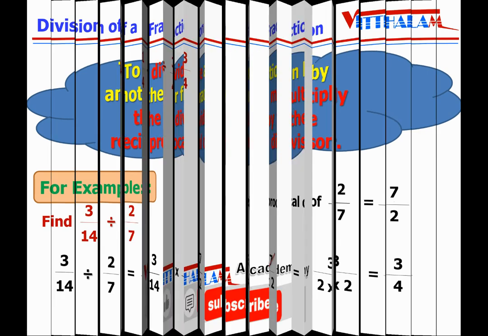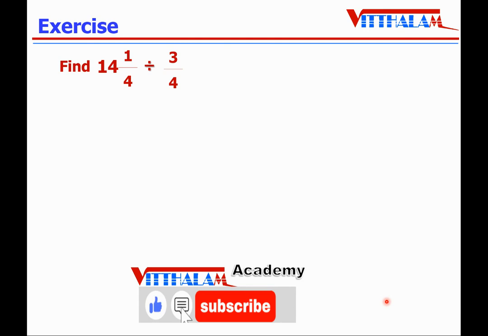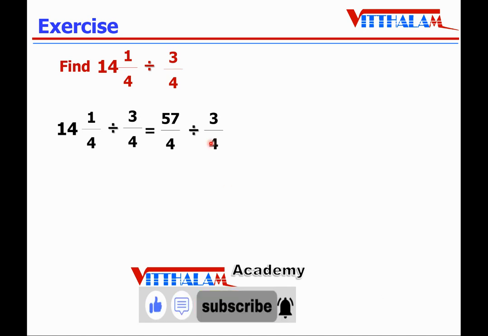Let's do one more. 14 1 upon 4 divided by 3 by 4. So to do the division of a mixed fraction with a fraction, first of all, I will convert this mixed fraction into an improper fraction. That is 14 4s are 56 plus 1, that is 57 by 4 divided by 3 by 4. Now to do division, 57 by 4 will be multiplied by the reciprocal of 3 by 4, that is 4 by 3.